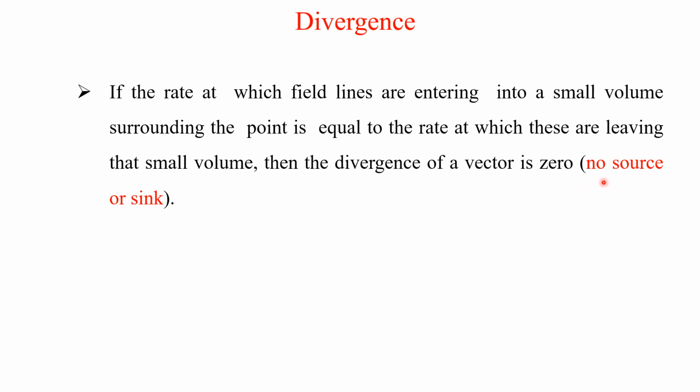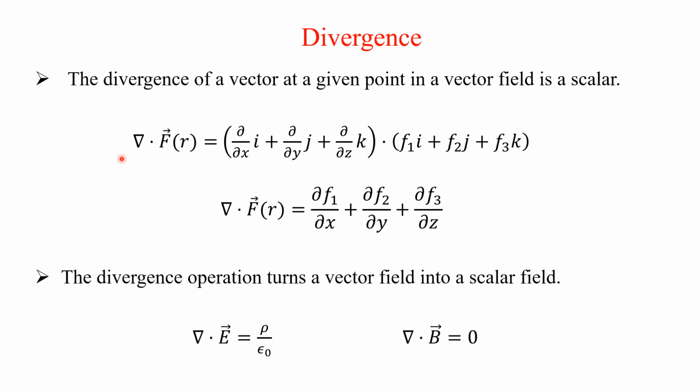That means there is no source or sink. So this is another important point. So now we will see the divergence of a vector quantity. Let F be the vector. It has an F1 component along the x direction, F2 along the y direction, and F3 along the z direction. This is the function F.